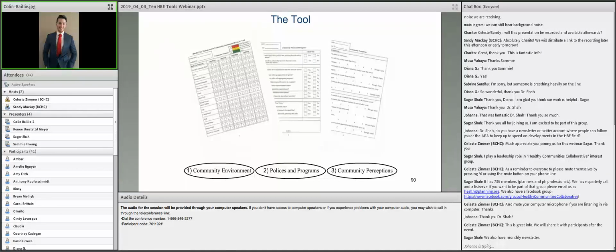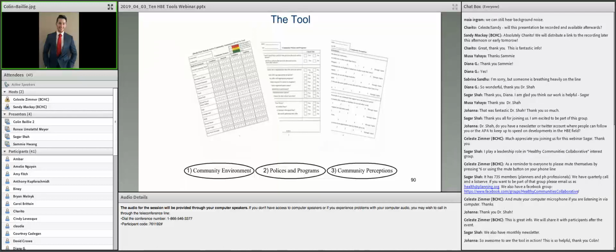What you're seeing in this slide is the First Nations Active Community Assessment, and it is split into three different parts or segments. The community environment and the policies and programs segments act like an audit tool that would be completed at a community-wide level, for example, by a community assessment. The other part, the community perceptions, is a self-administered tool. That's something that could be given to youth who are involved in physical activity programming to allow them to comment on those elements that they perceive to be influencing their physical activity.